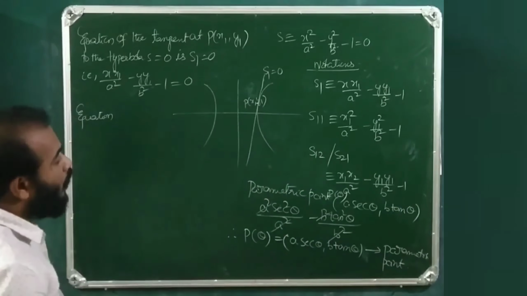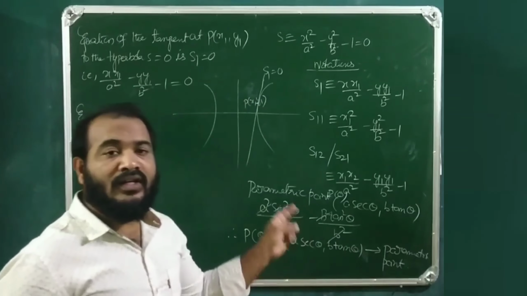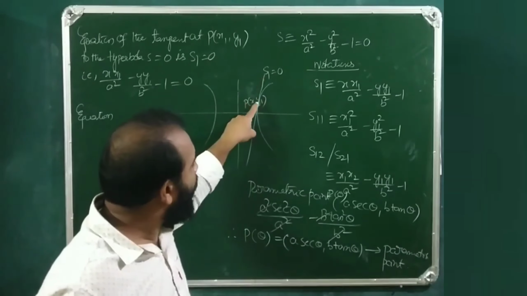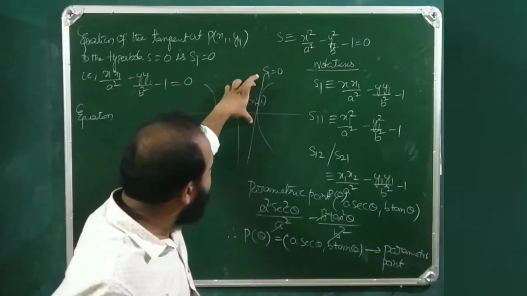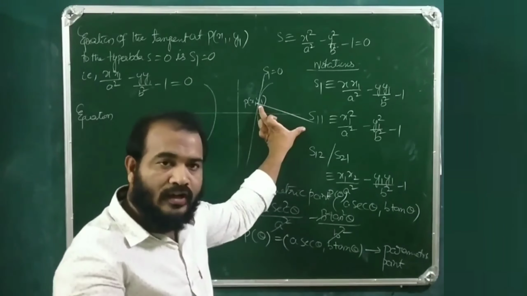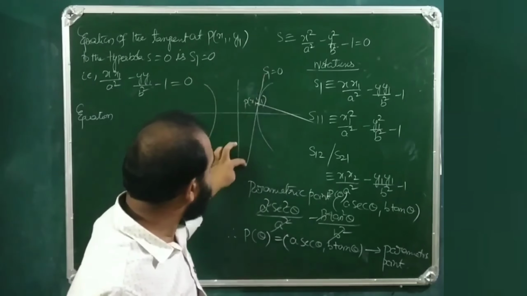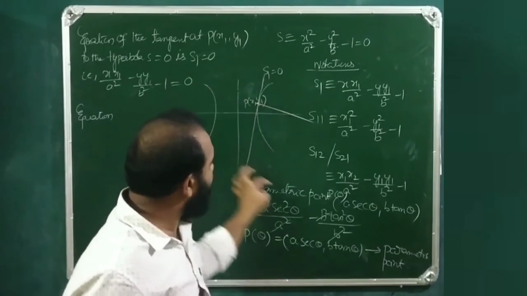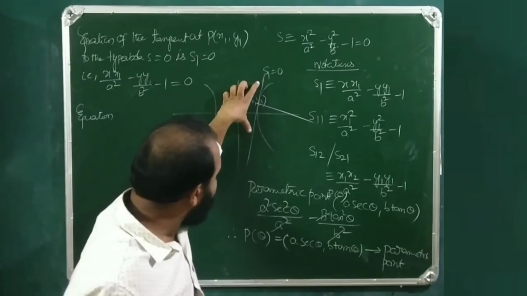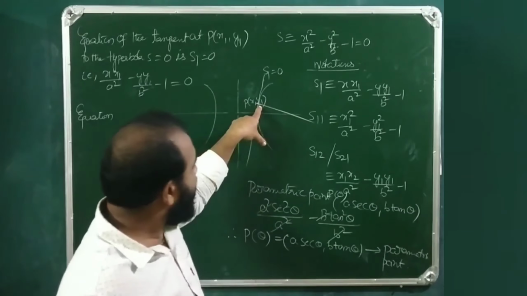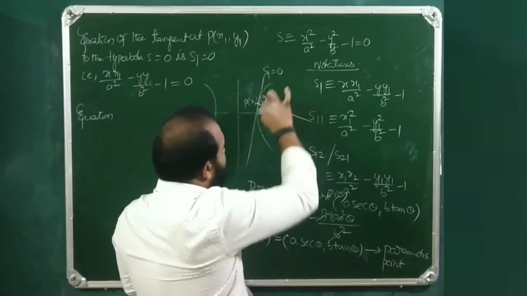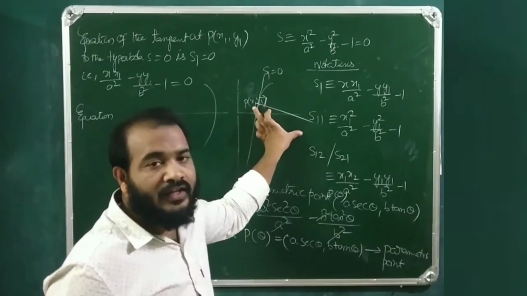Now, what is the normal? The normal is a line which is perpendicular to the tangent and passing through the point of contact of the line and the hyperbola. So this line is not only passing through the point of contact of the line and the hyperbola, but it is also perpendicular to the tangent. Therefore, it is said to be the normal.